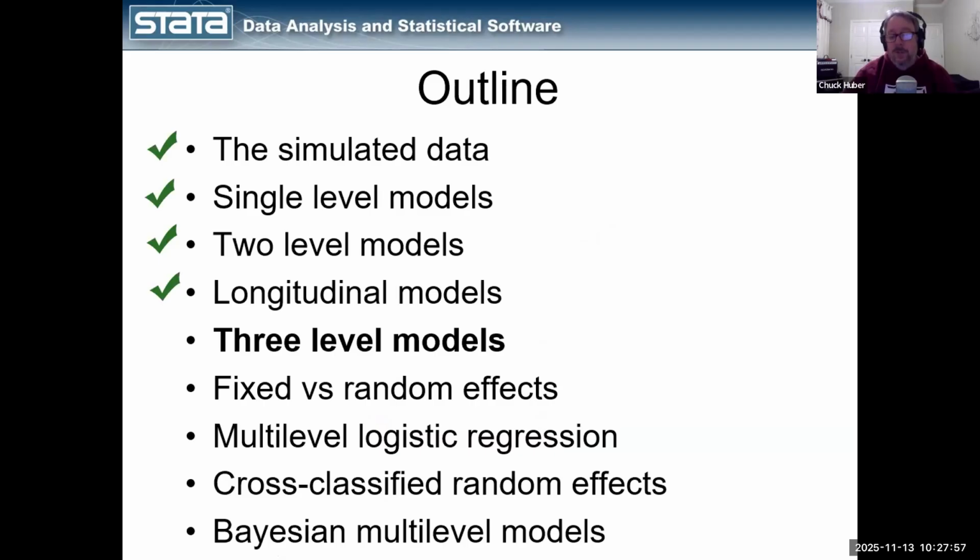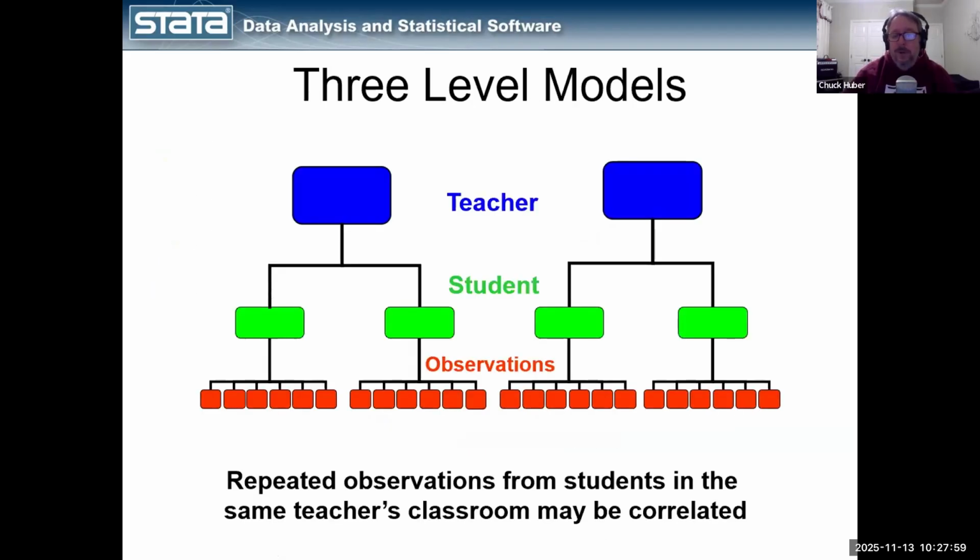Now let's take it one step further. Let's talk about three-step models. So now let's take into account all the features in our data set. Recall that we have repeated observations nested within students, but those students are also nested within teachers' classrooms. So we would like to take all of the possible correlation or relationships into account in our model.